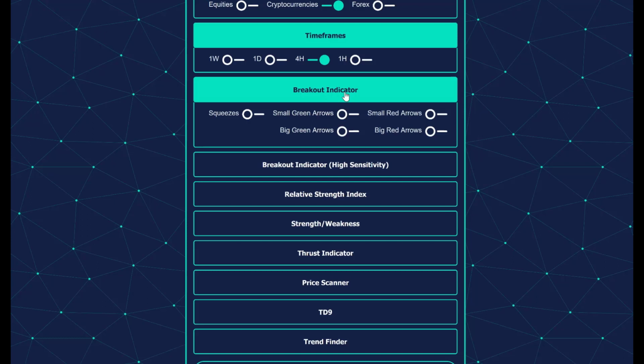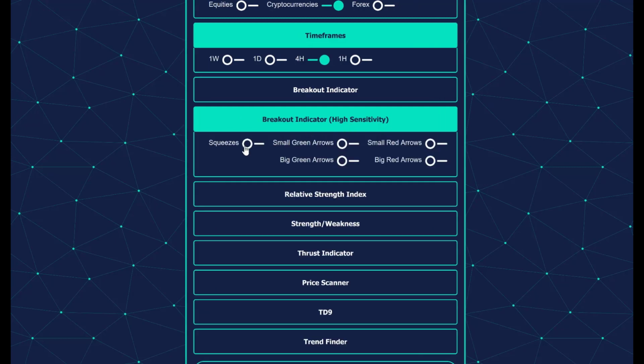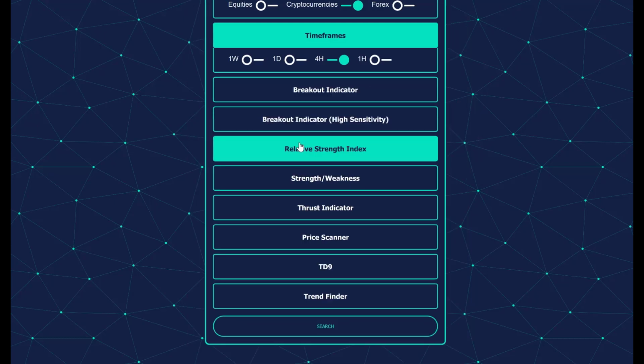So then if we collapse this and go to the next one, we have our breakout indicator on high sensitivity. For those of you that have the high time frame indicator and the high time frame premium, you'll see that in settings you can switch to a higher sensitivity. What this will do is make sure that you have even more squeezes and more breakouts to the upside and downside. So this is simply searching for that high sensitivity setting for our regular breakouts. Let's collapse that and go to the next one.